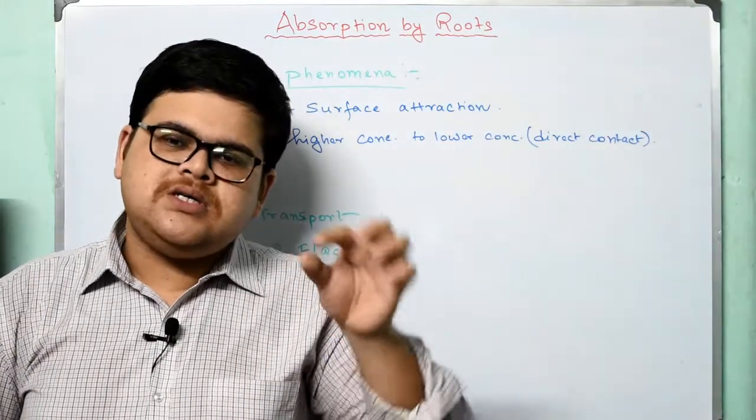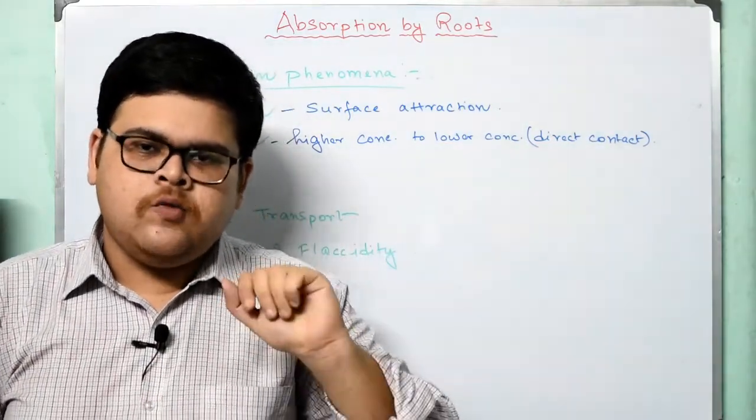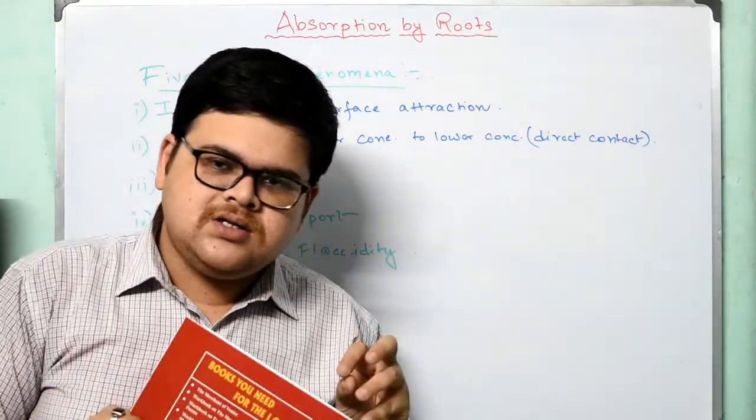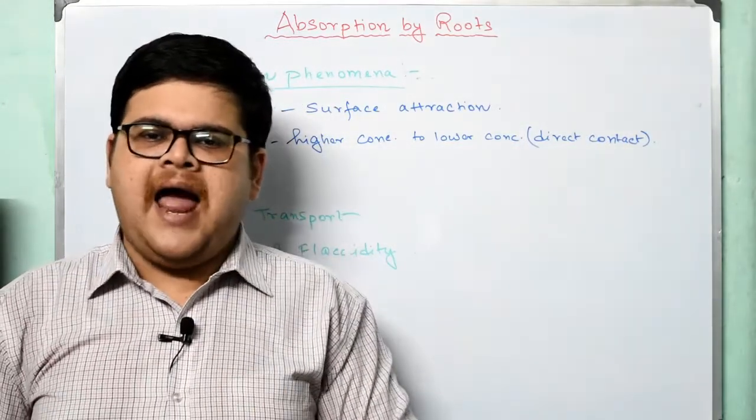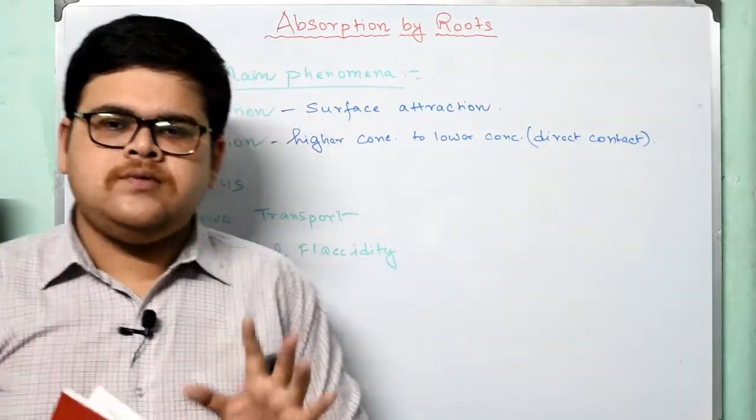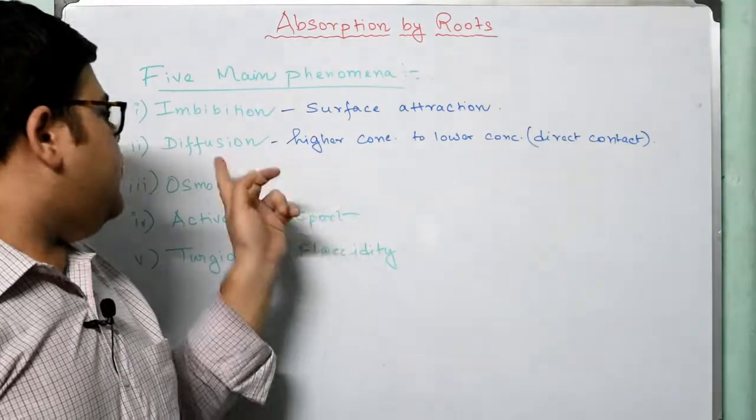What happens when we just put it down into the bucket of water? It slowly goes away from that higher concentration to the lower concentration and fills the whole bucket of water, right? This is one of the prime examples of diffusion.